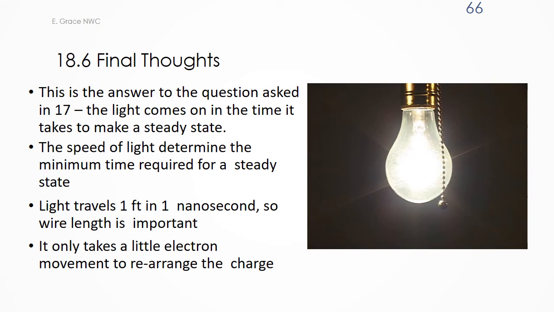And this answers the question that we posed in 17. The light comes on in the time it takes to make a steady state. It's entirely independent of the drift speed of the electrons. So the speed of light determines the minimum time required for steady state. And if you're curious, light travels 1 foot in 1 nanosecond. So yes, if you're making precision measurements, your wire length is very important. And it takes only a little electron movement to rearrange the charges to bring about that field. It's all about fields.